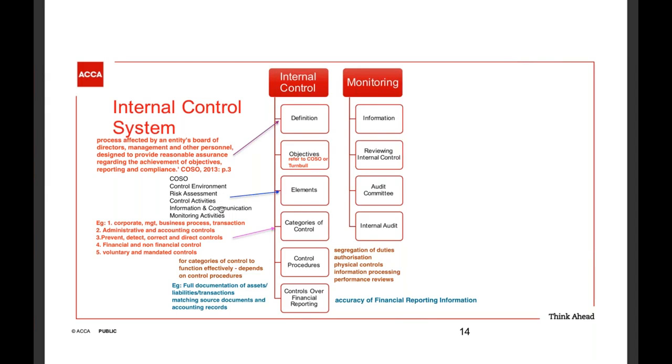And the next part will be information and communication. This is actually important because relevant information should be identified, captured, and communicated in a form and time frame that enables people to carry out their responsibilities. So basically, information needs to be relevant and of an appropriate quality.